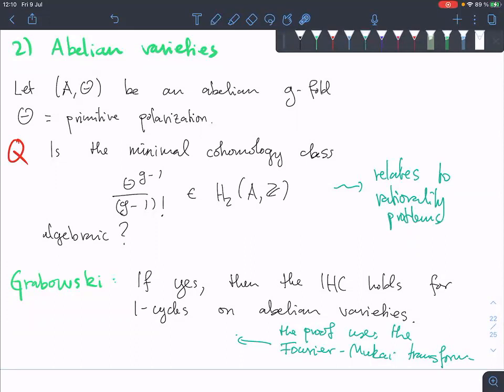There's also a very nice result by Grabowski saying that if this one class is algebraic, then the integral Hodge conjecture holds for all abelian varieties in degree 2n minus 2. So just knowing that one class is algebraic means that basically all classes in this H2 are algebraic. And the proof is also interesting. It uses the Fourier-Mukai transform.